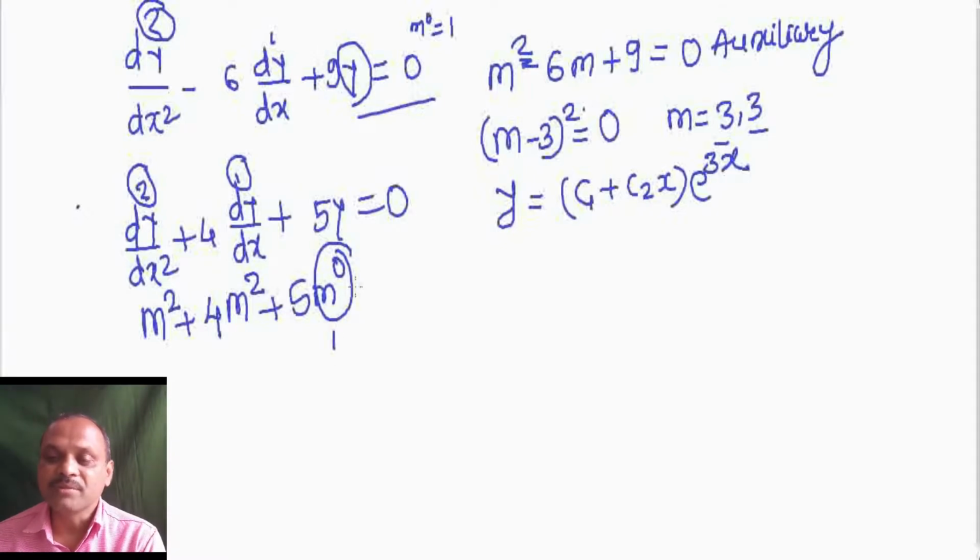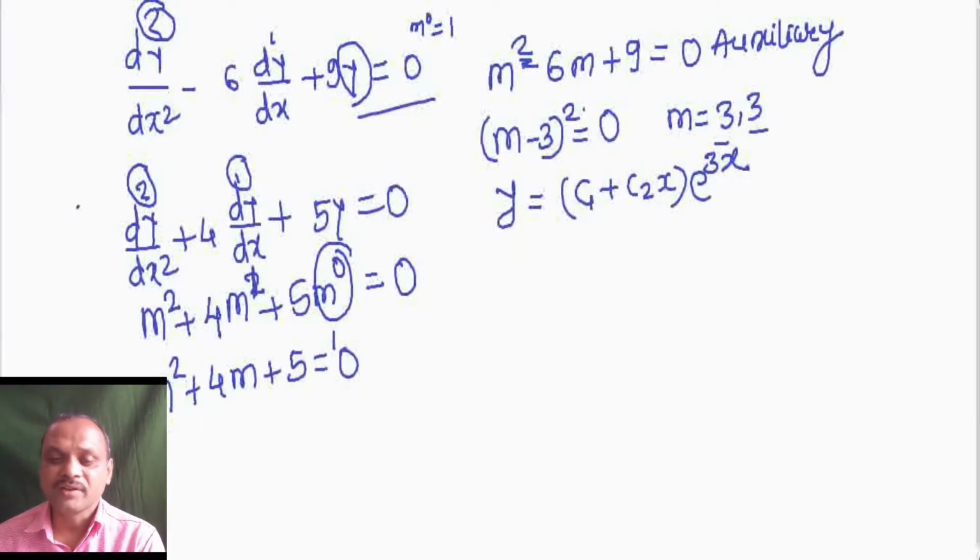Okay, so sometimes what happens, you put this term as it is, and you will have trouble in finding the roots of this auxiliary equation. What to do with m raised to 0? That is why do not write anything there, and just write the constant term as it is. Then you can see we have a very simple equation. So my auxiliary equation is m² + 4m + 5 = 0. This is the auxiliary equation.